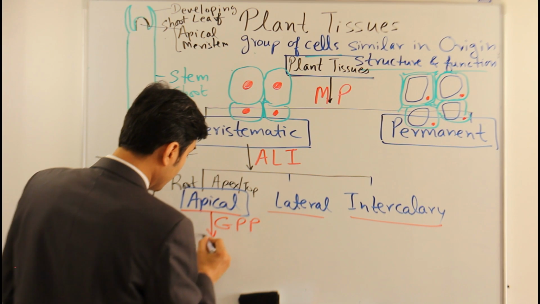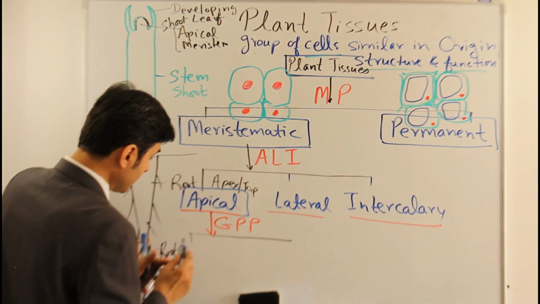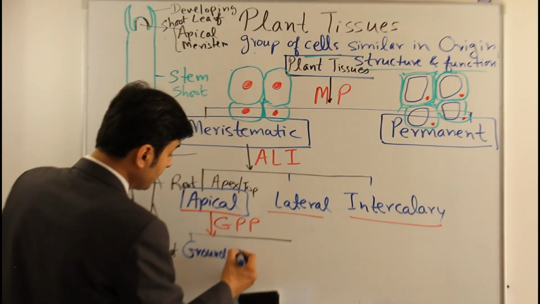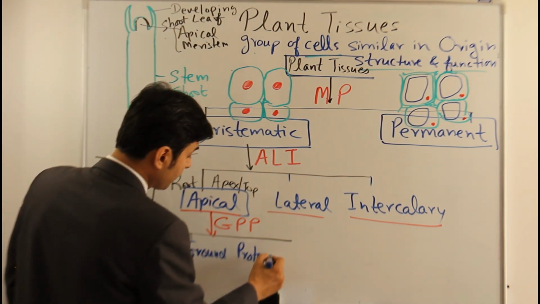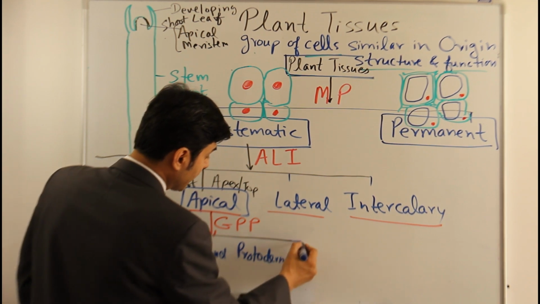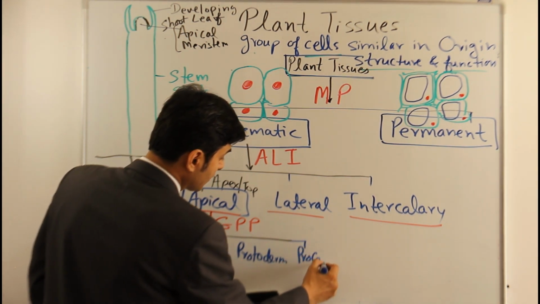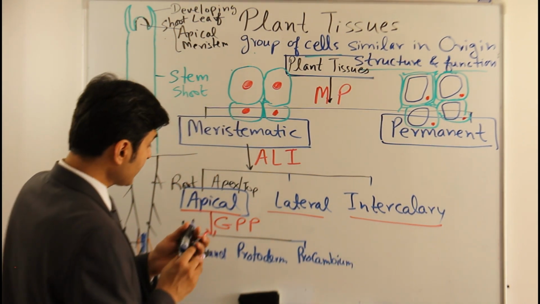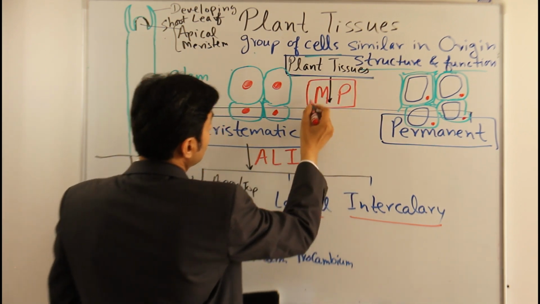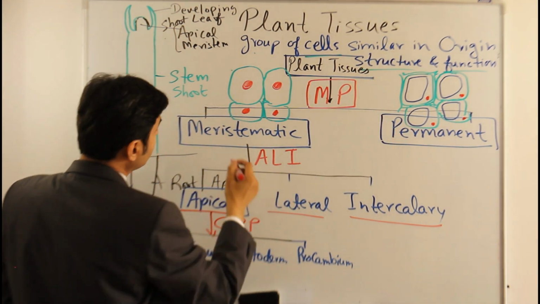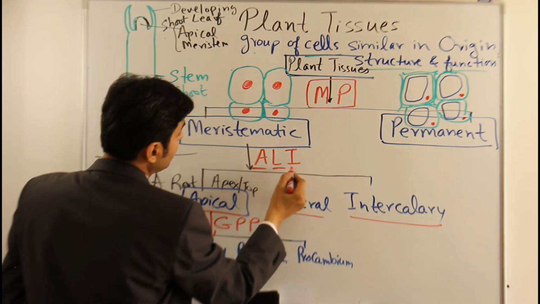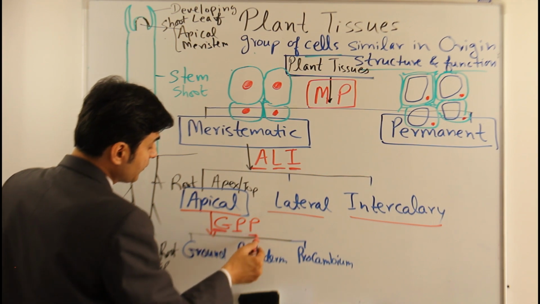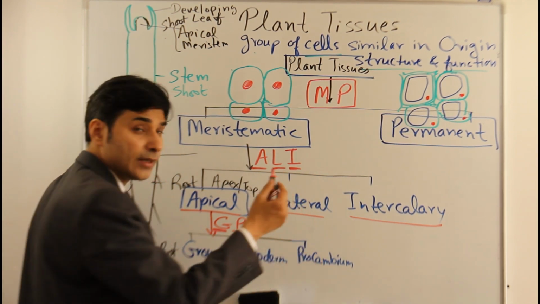So let me write here. G means ground meristem. P means protoderm, and this P here means ProCambium. So these are the 3 types, GPP. Once again, plant tissues, 2 types, MP, meristematic and permanent. Meristematic is of 3 types, Ali, apical, lateral, intercalary. Apical is of 3 types, GPP, ground, Protoderm and ProCambium.